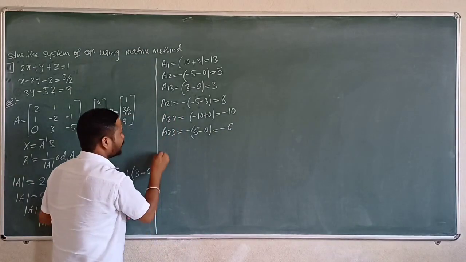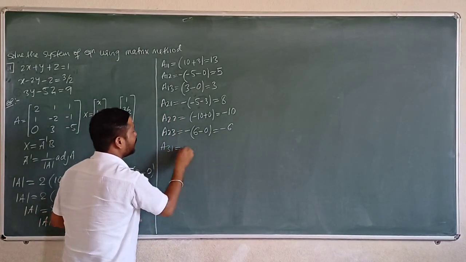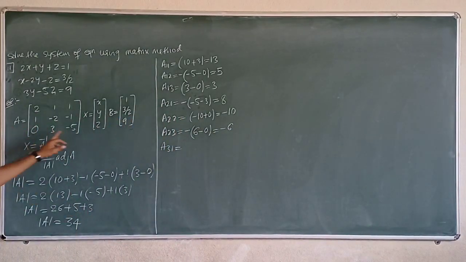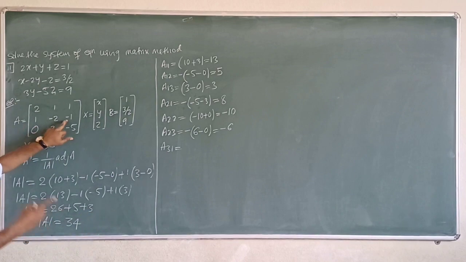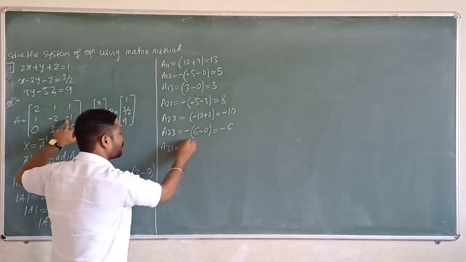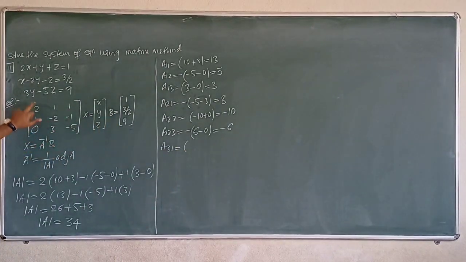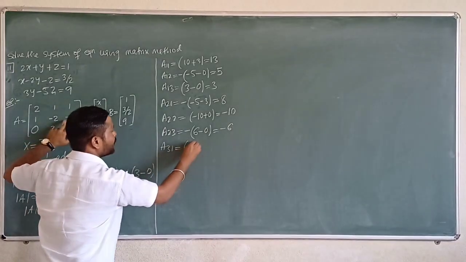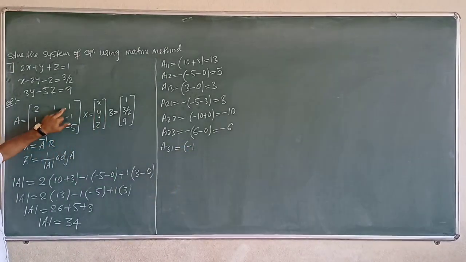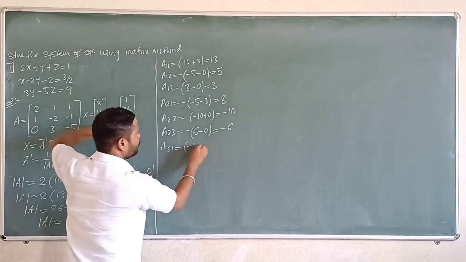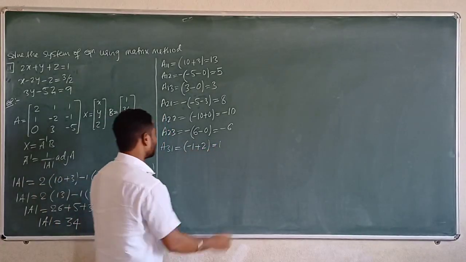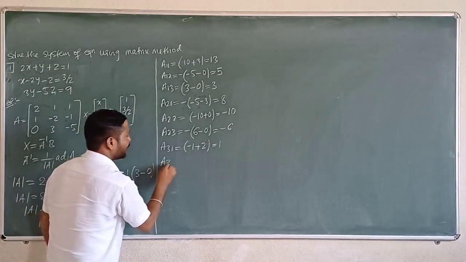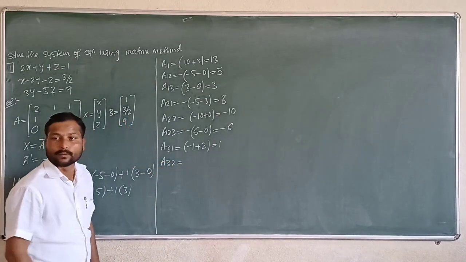Next one, A31 now. Go for third row. A31, delete third row first column, then 1 into minus 1. A31 is positive or negative? Positive, no doubt. Okay, now it is positive here, right? Third row first column, 1 into minus 1, minus 1, right? Minus into plus minus, minus into minus plus 1 2s are 2. See here, 2 minus 1 is 1. Plus 1, right?